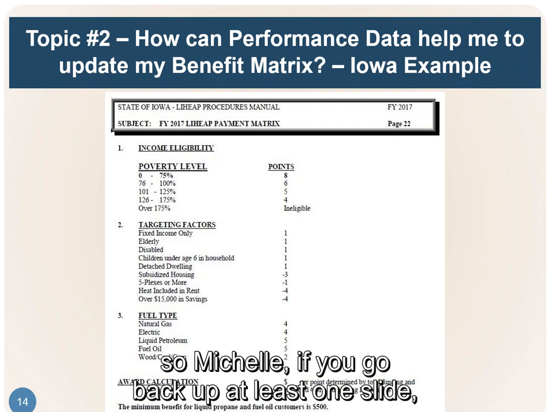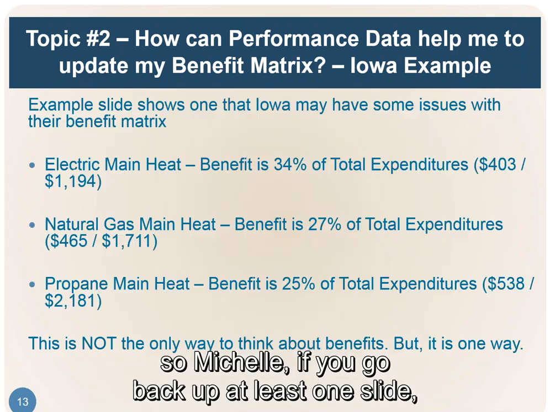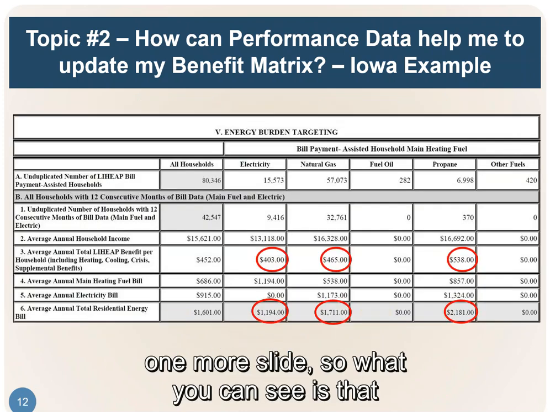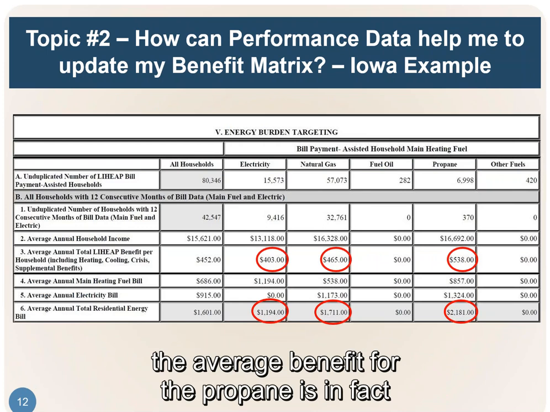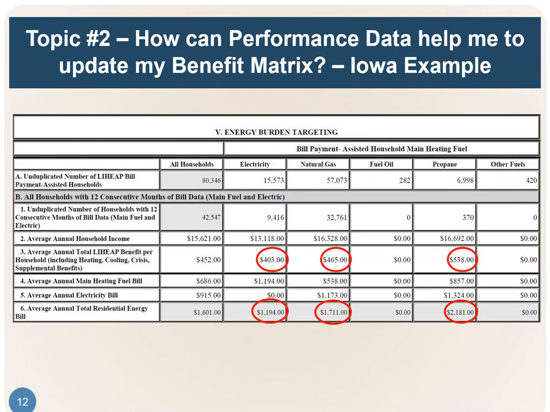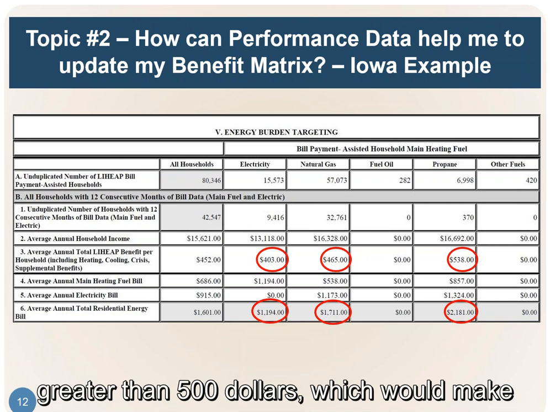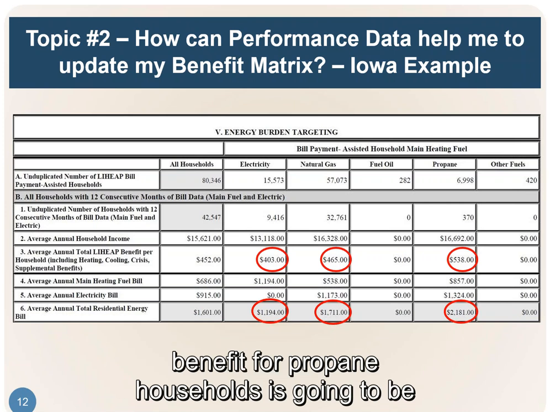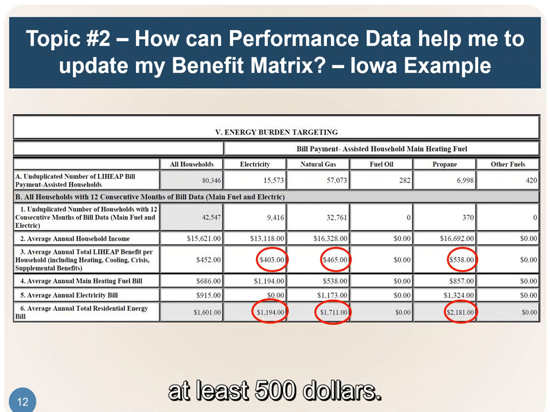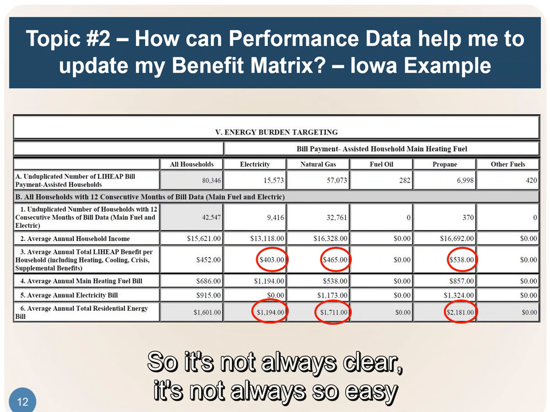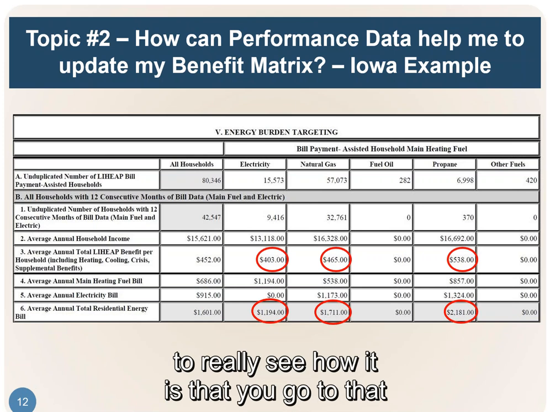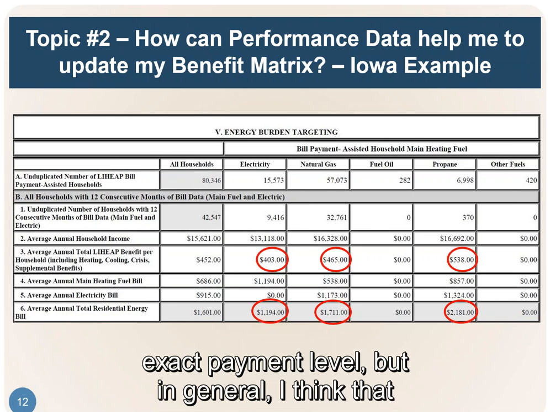So, Michelle, if you go back up at least one slide, one more slide. So what you can see is that the average benefit for propane is in fact greater than $500, which would make sense because it appears that the minimum benefit for propane households is going to be at least $500. So it's not always clear, it's not always so easy to directly go from a state's benefit matrix to really see how you got to that exact payment level.